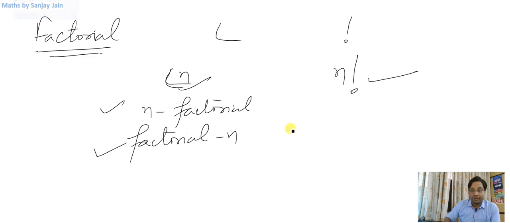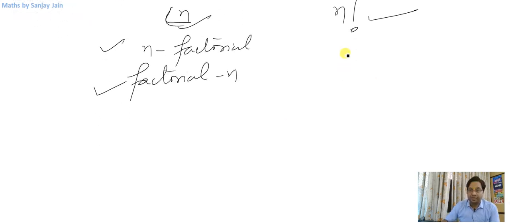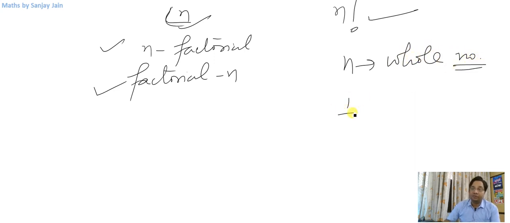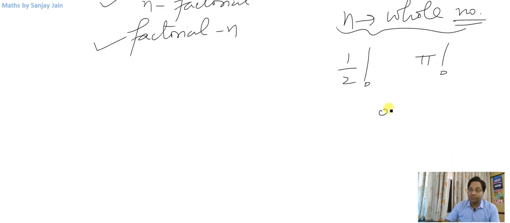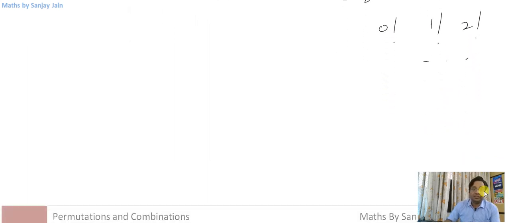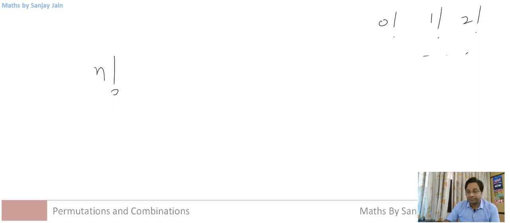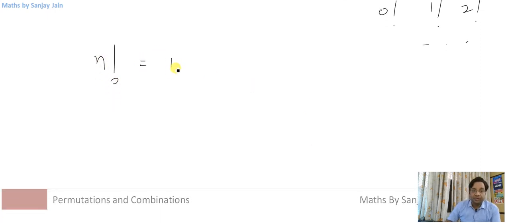So what is factorial? For factorial n, first of all, n should be a whole number for it to be defined, right? I cannot define half factorial or let us say pi factorial. I have got the definition of factorial only for whole numbers, so 0 factorial is okay, 1 factorial is there, 2 factorial is there. Now what is the definition? If I have n factorial, it means the product of natural numbers starting from 1 to n: 1, 2, 3, 4, 5 up to n. I'll multiply these and this is n factorial.